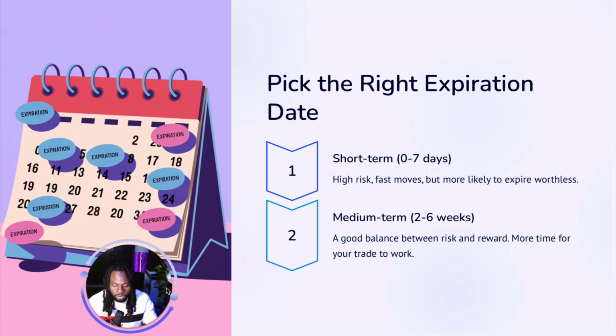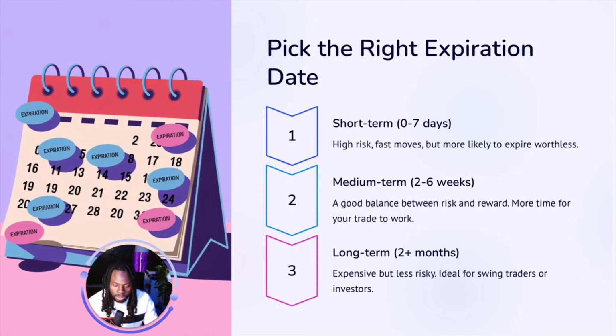The option contract has something called time value. On the short term, the time value is really small. In the medium term, it's more available to you, so if the trade goes against you, the option contract won't lose value as fast. On the short term, the contract loses value really fast, and in the medium term, you have more time to let your trade work in your favor.